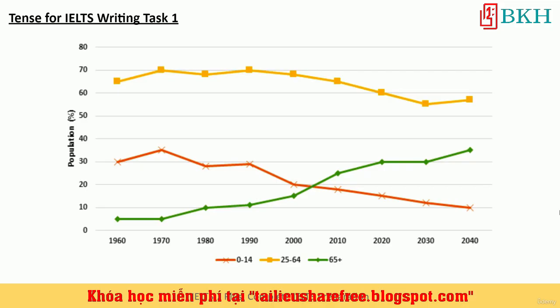So really quickly, good for an overview: 25 to 64 always is the highest amount. Changes only being between the younger age group and the older age group. Okay, so a quick look at the data we're working with. And now let's consider different tense use for this question type.